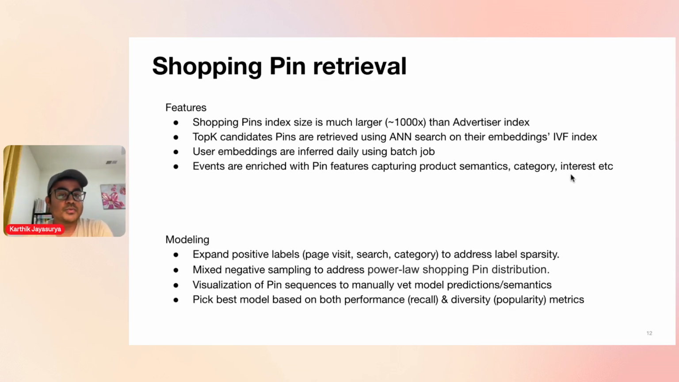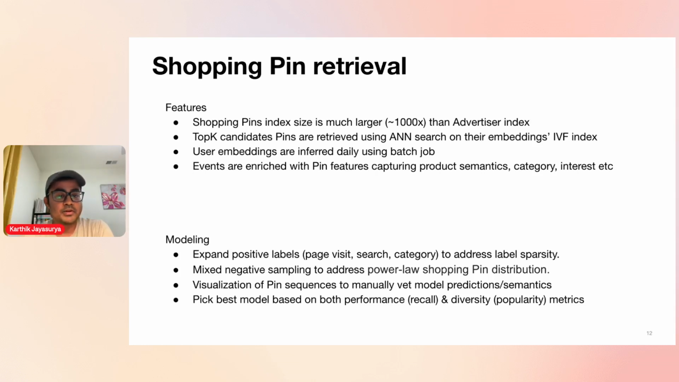When we come to the modeling side, we made a few optimizations to account for higher scale and also the sparsity that comes with the scale. The first thing is we expanded positive labels. Previously we looked at higher intent actions like add to cart and checkout, but that might introduce label sparsity. So we expanded to more secondary intent actions like page visit, page search, and category, which can better address label sparsity.